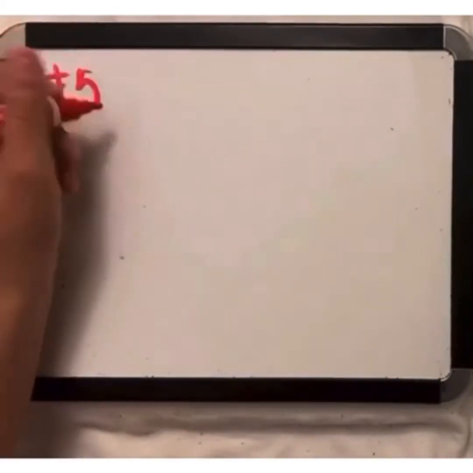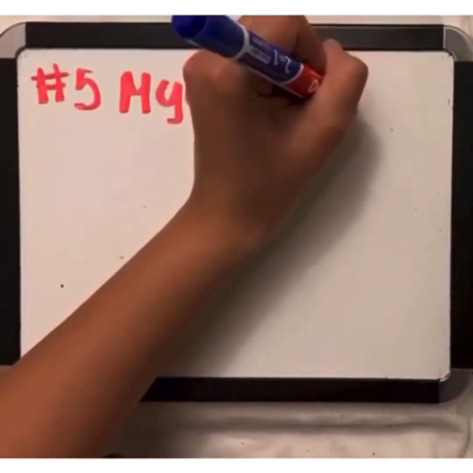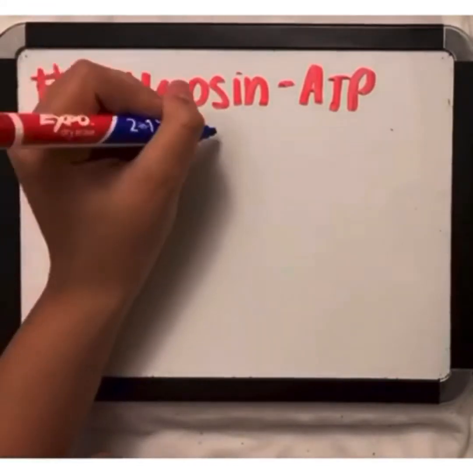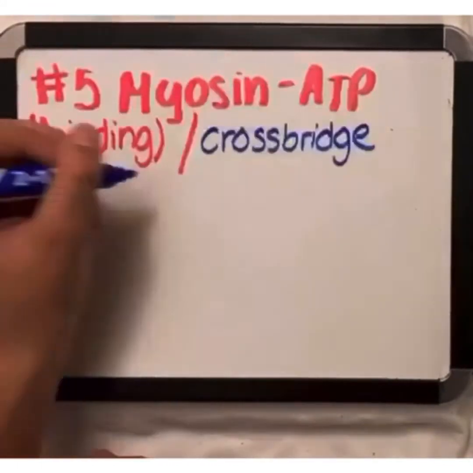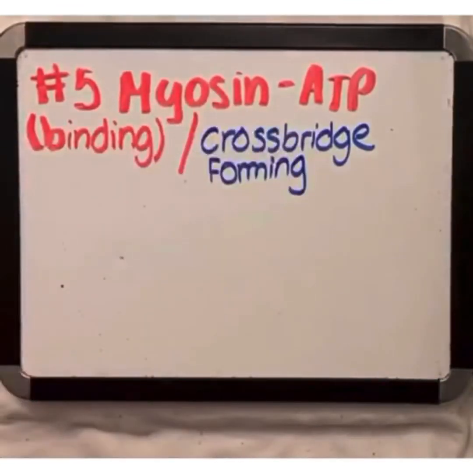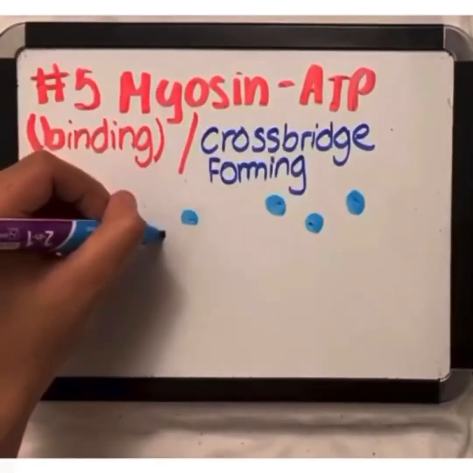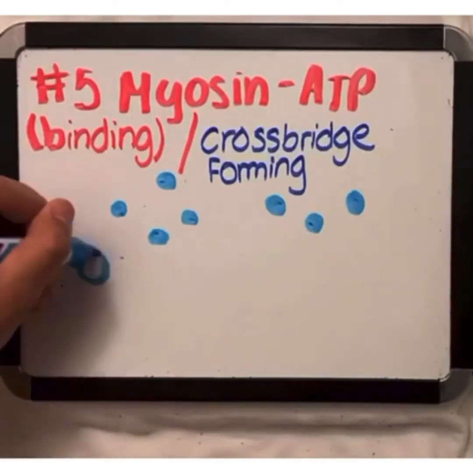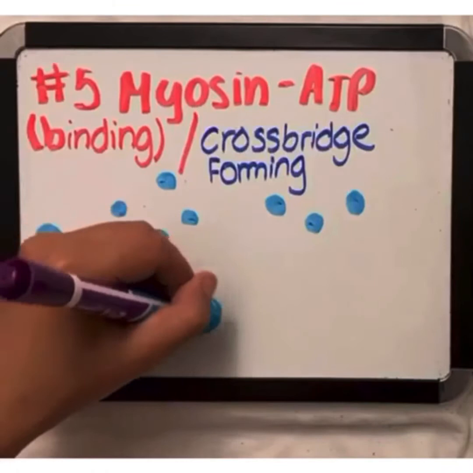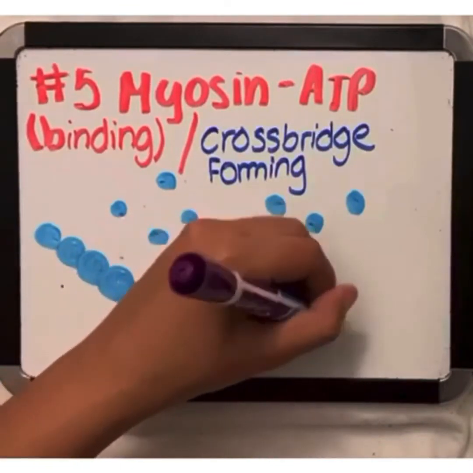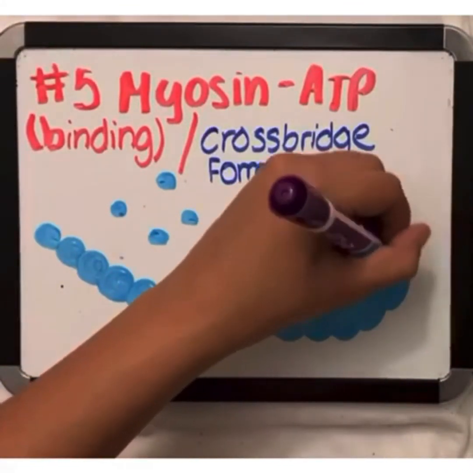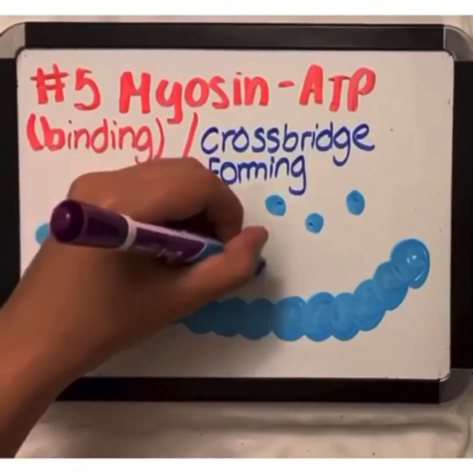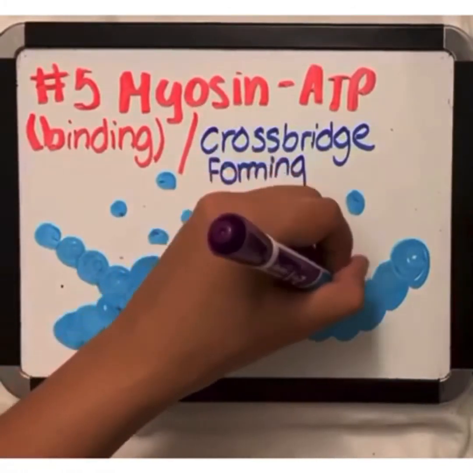Now, step number 5. It happens when the myosin uses ATP or energy to bind to actin, forming a cross bridge. As you can see, here is the calcium and how myosin is being created. Afterwards, the cross bridge will be formed.